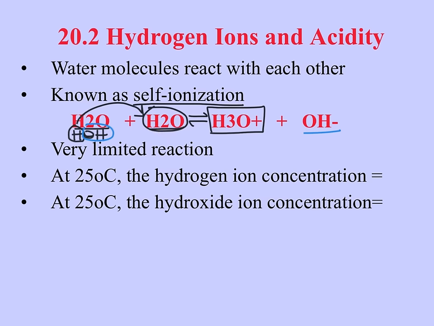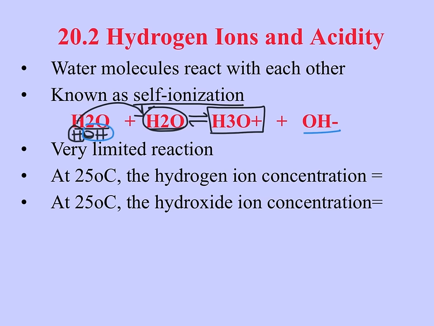Now, this is a very limited reaction. That means that it does not happen to a very large extent. It happens to a very, very small extent. And that's why we use a double-headed arrow to represent that it happens to a very small extent.